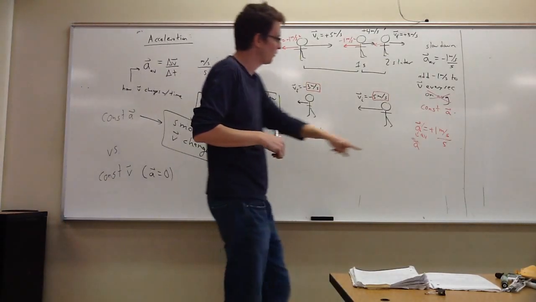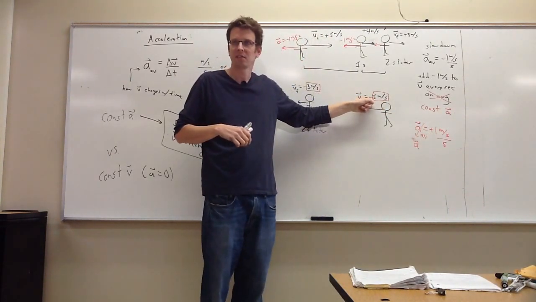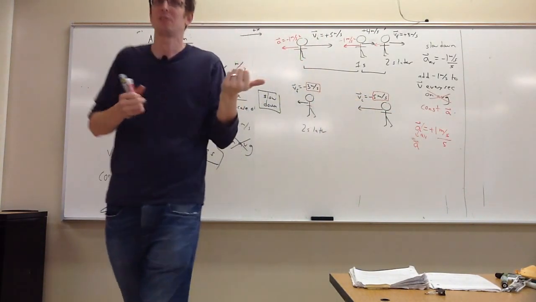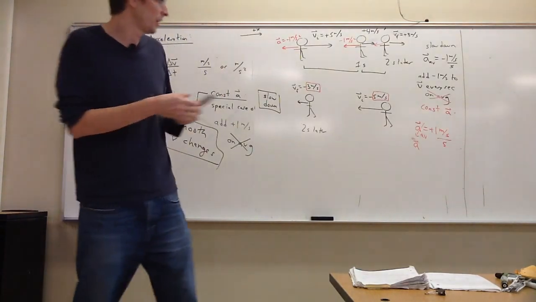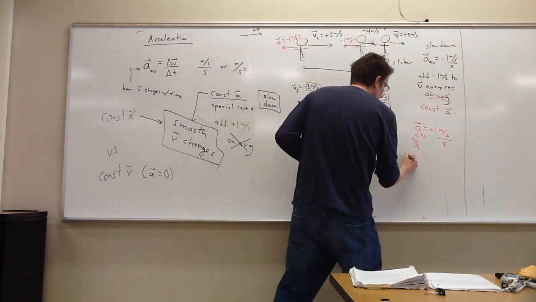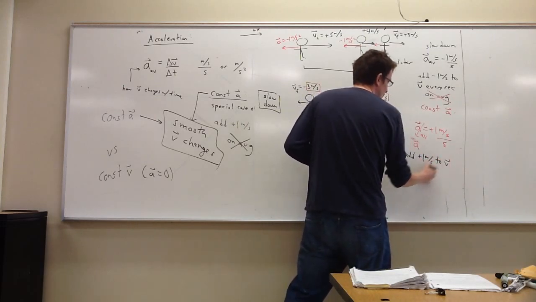But over here, if you're adding a positive number to a negative velocity, well, of course, adding a positive to a negative is going to make it closer to 0. Okay? So here, you have to add plus 1 meter per second to the velocity every second.